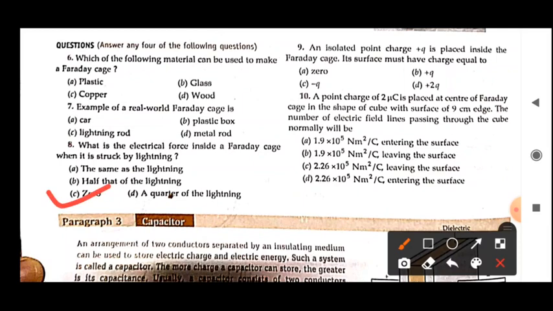Now the next question you will see is, an isolated point charge plus Q is placed inside the Faraday cage. So its surface must have charge equal to. So if an isolated point charge plus q is placed inside a Faraday cage, then the surface must have. Obviously you know that the Faraday cage has the property that all the charges put inside will reside on the surface, they will automatically move towards the surface. It means that the surface will contain all the charge that is placed in the isolated conductor. So option B will be correct. All plus q charge will be equal to the surface charge.